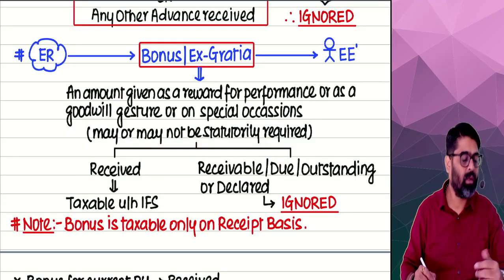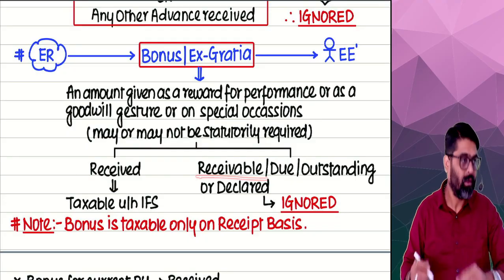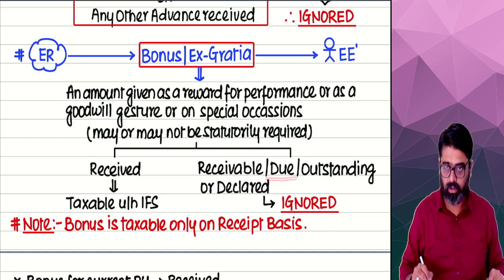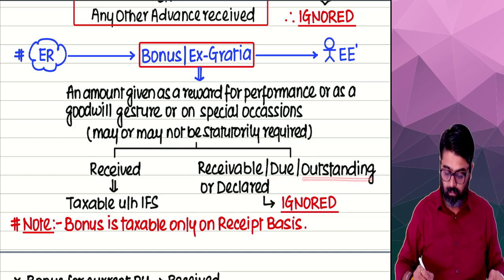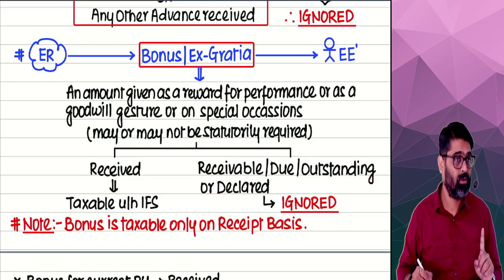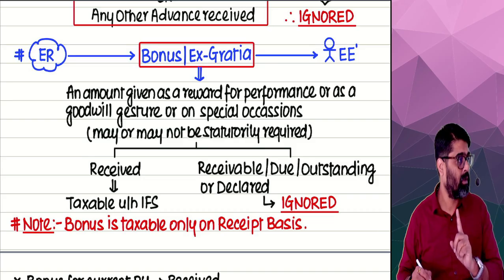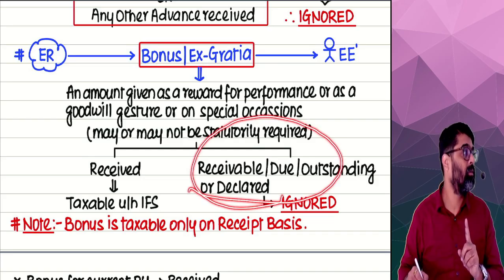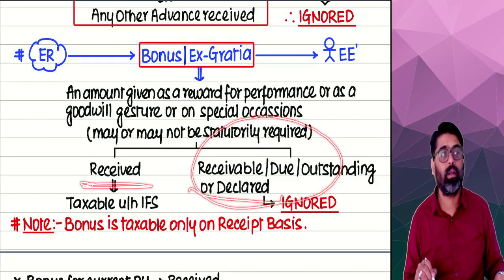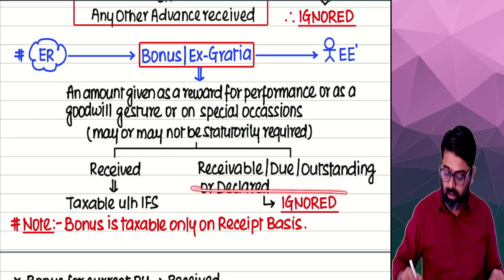But if the words used are that bonus is receivable for this year, this much bonus is receivable, bonus is due, or bonus is declared, don't charge that bonus. Why? Because you have not yet received it. Bonus will be taxable only on receipt basis. Got it, sir? So what will you do with this kind of bonus?